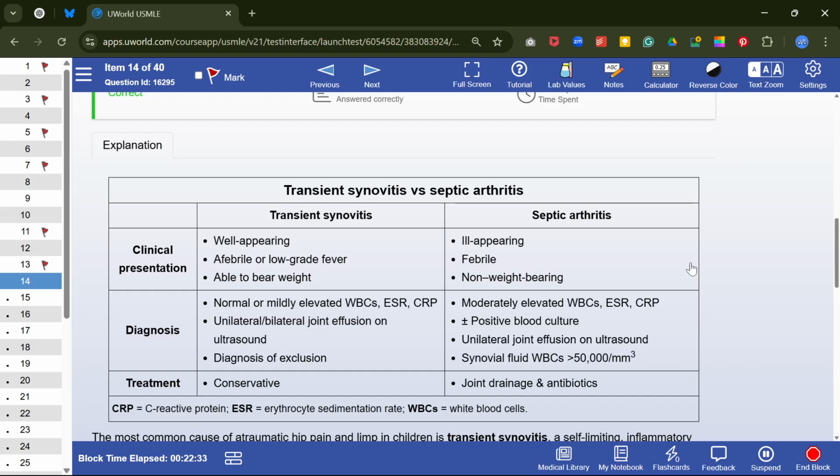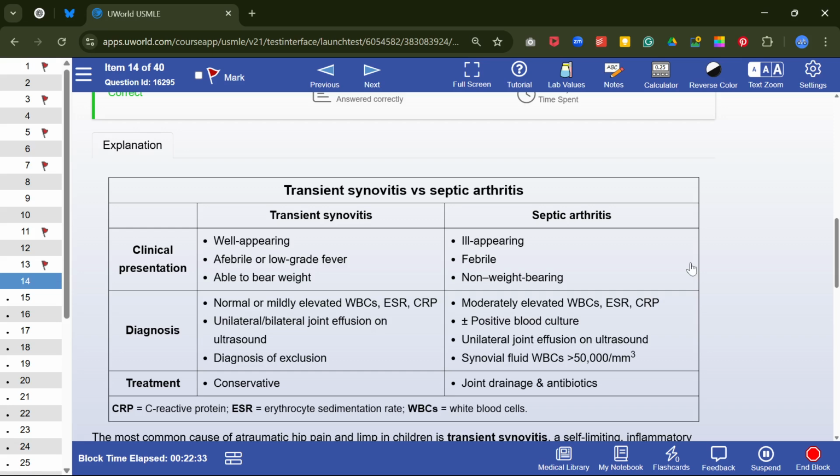Okay. Difference between transient synovitis and septic arthritis first. Clinical presentation: transient synovitis is well appearing, afebrile or low grade fever, and able to bear weight, and septic arthritis is ill appearing, febrile, and non weight bearing.